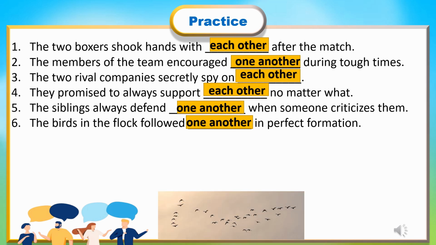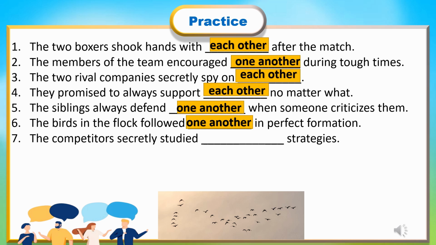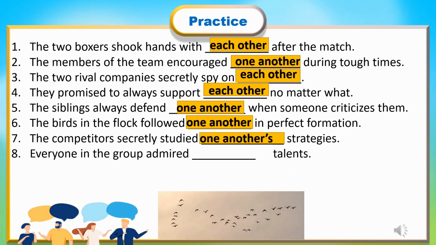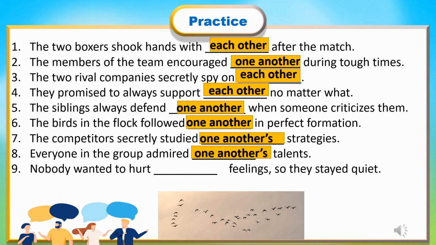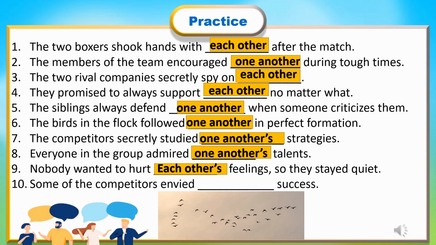The competitors secretly studied blank strategies. One another's. Everyone in the group admired blank talents. One another's for group possessive. Nobody wanted to hurt blank feelings, so they stayed quiet. One another's for group context. Some of the competitors envied blank success. One another's for multiple subjects.